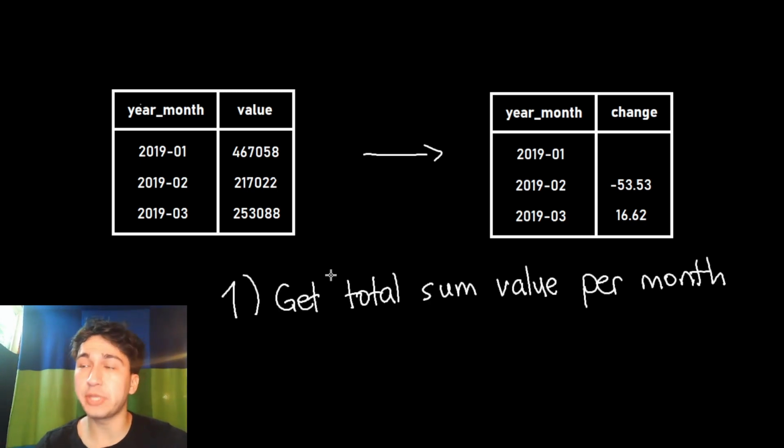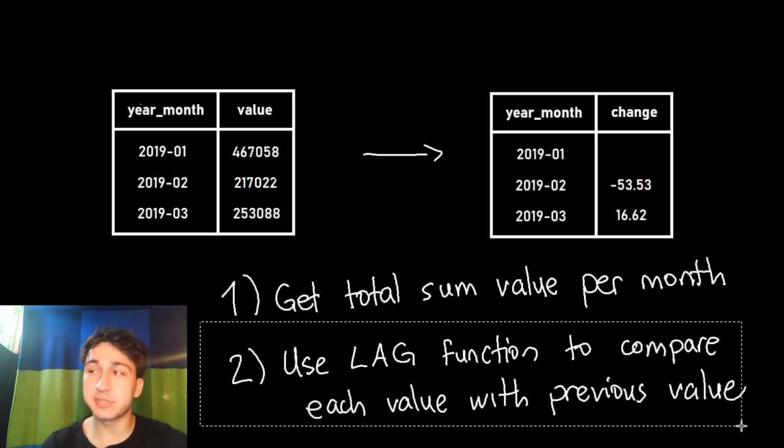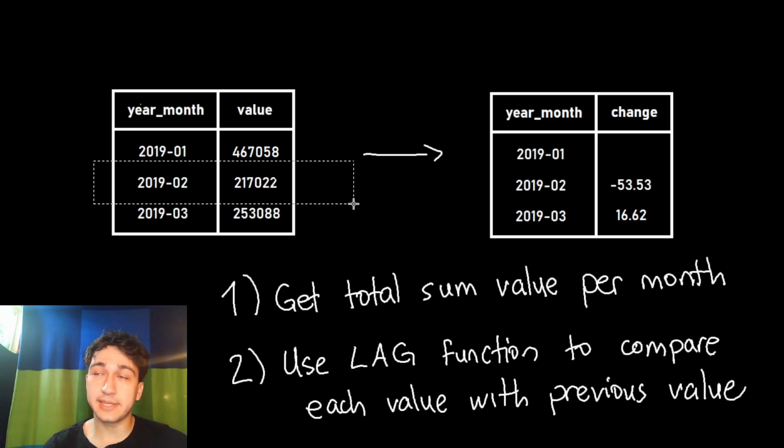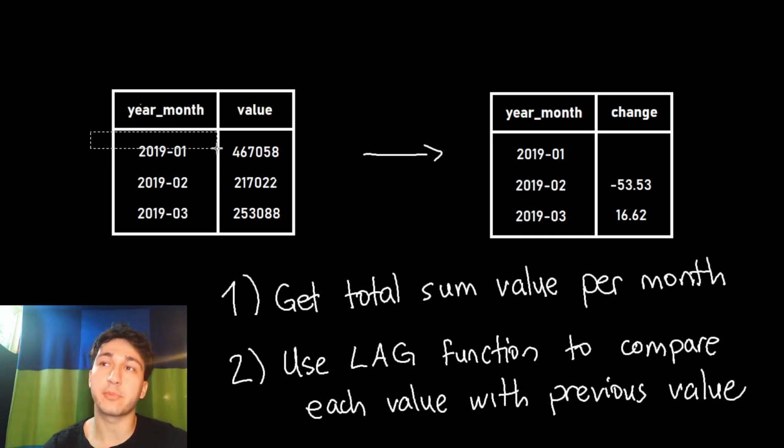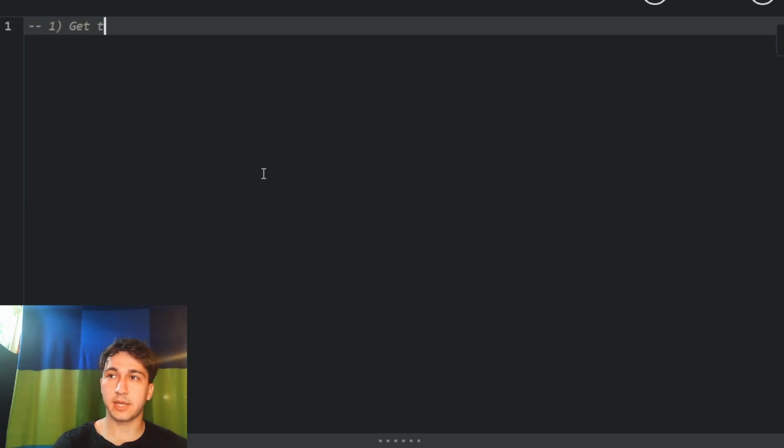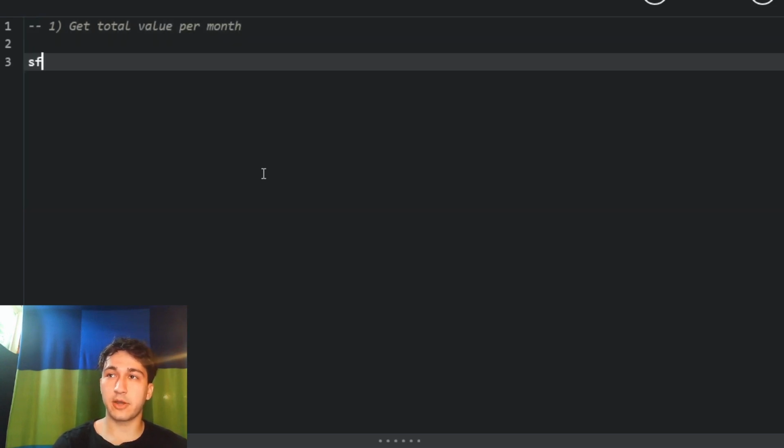Our first step will be to sum up all the values of the transactions every month to get the total value of that month. And then we're going to use this lag function to calculate the percentage change from each month to the previous month. Let's try implementing it in code. All right, first step, get total value per month. Our input table was called SF transactions. We can get the sum of all the values of each month by using a sum function.